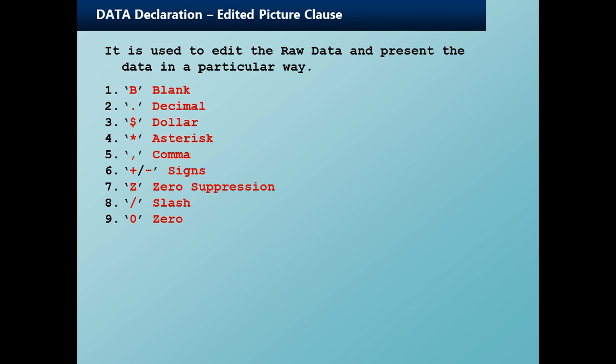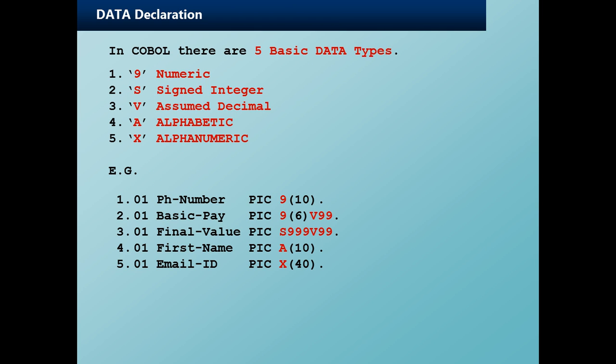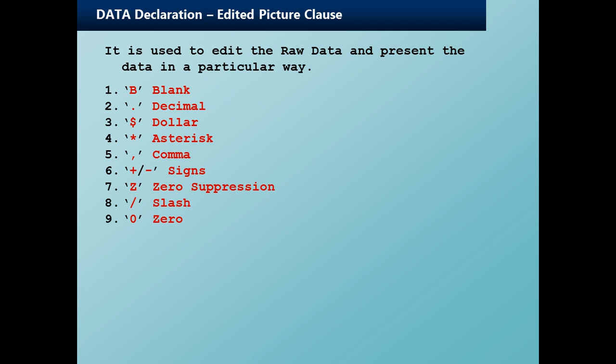Now, we talked about the basic data declaration. These are numeric edited picture clauses. Basically, editing picture clauses is typically done for output variables. The basic ones are typically used for your input variables, where 9(10) occupies 10 bytes only. But in output, when we want to display in a different format, then we use these edited picture clauses.